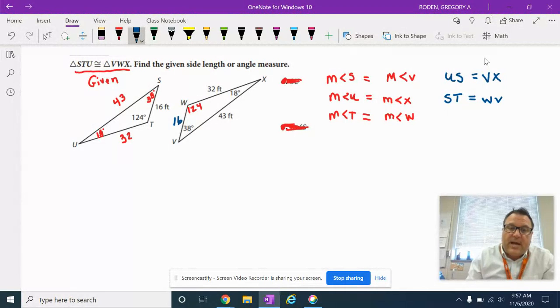Okay, and then what's the last one we haven't used yet? We've used US, we've used ST, so we need to use UT, right? So we have UT, which we know its measure is 32, and that's going to tell us that WX also has an equal measure because it's also 32. And so what we've done is we've listed on a triangle, you get 6 different pairs of congruent parts.